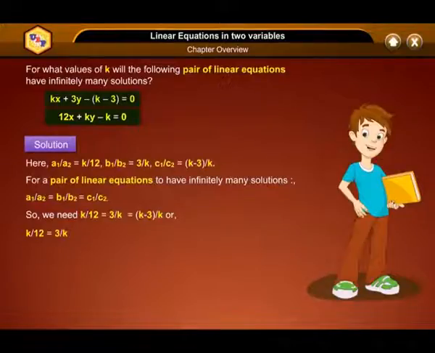Also, 3/k = (k-3)/k gives 3k = k² - 3k, that is, 6k = k², which means k = 0 or k = 6. Therefore, the value of k that satisfies both the conditions is k = 6. For this value, the pair of linear equations has infinitely many solutions.